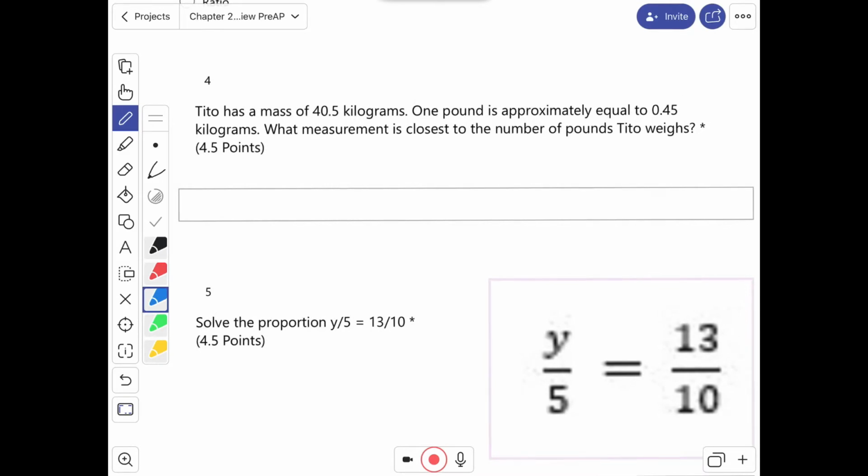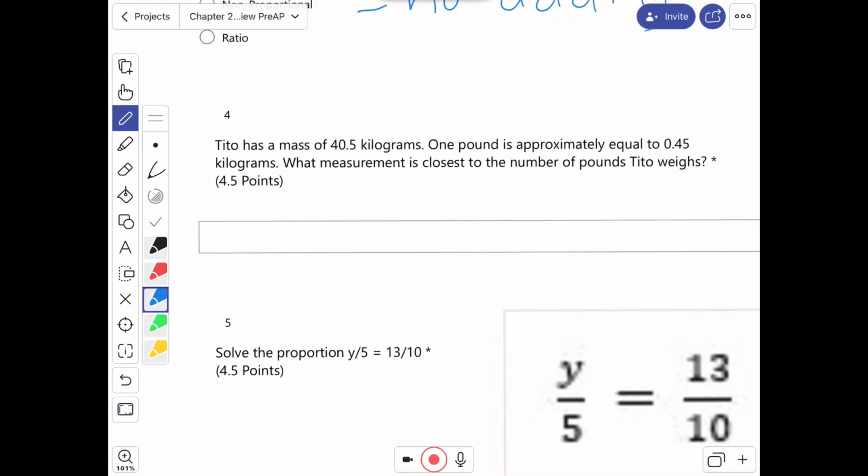Number 4. Tito has a mass of 40.5 kilograms. And 1 pound is approximately equal to 0.45 kilograms. What measurement is closest to the number of pounds Tito weighs? So we are changing 40.5 kilograms to pounds. And they told us that 1 pound is equal to 0.45 kilograms.